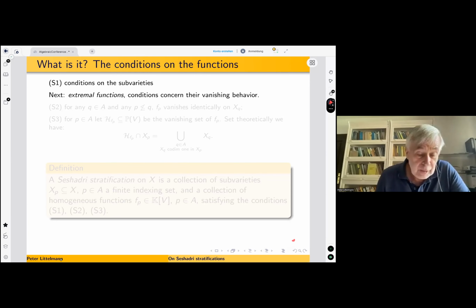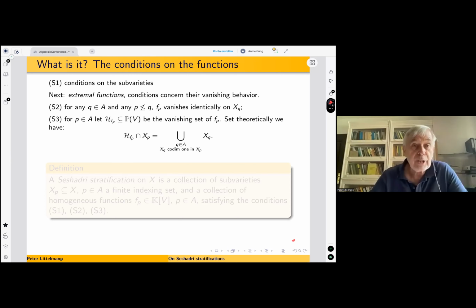Okay, so as one was a condition on the subvarieties, next come conditions on the extremal functions. And these conditions concern their vanishing behavior. So let's first look at the case where I have two elements in my indexing set A. Let's say we have p and q, and they are different. If they are different, then I want that if F_p is not smaller or equal to q, then F_p vanishes identically on my X_q.